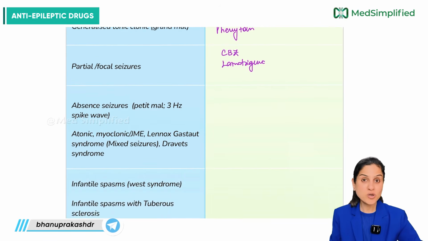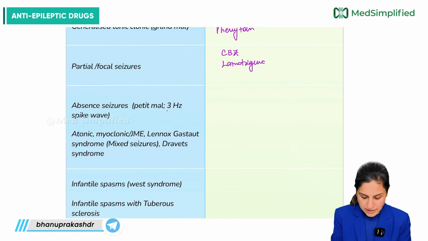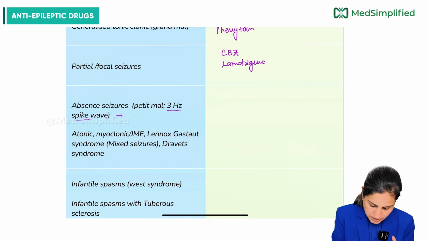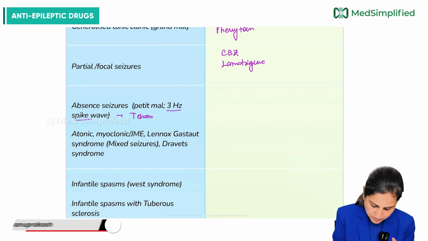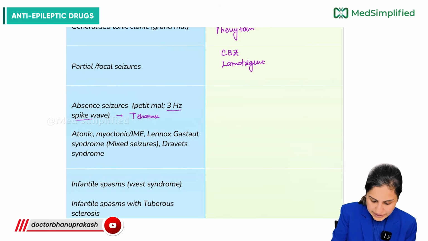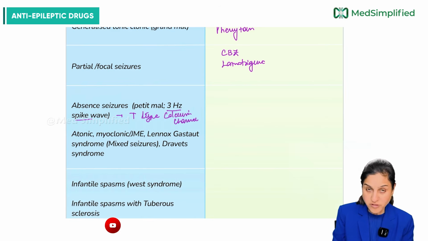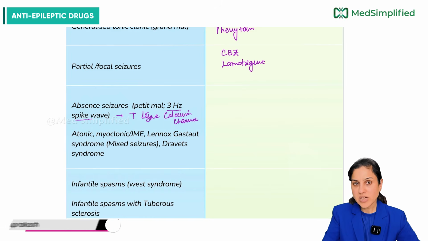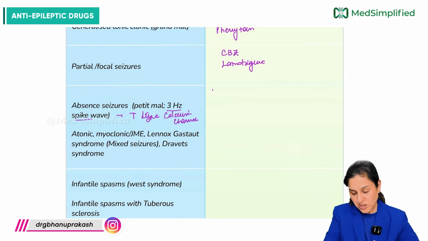Absence seizures, also called petit mal seizures. The hallmark on EEG is a 3 Hz spike and wave pattern, and these seizures are because of the special T-type calcium channels, because of the overfiring there. So, any drug which blocks these T-type calcium channels is used in the treatment of absence seizures.